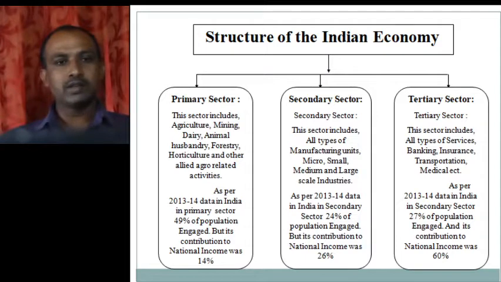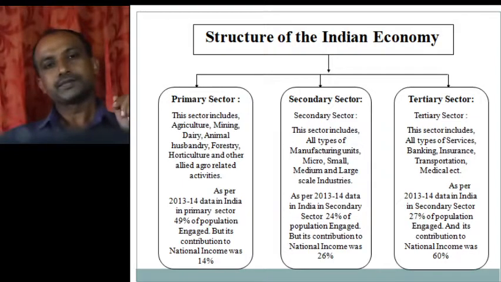You know that the primary sector includes agriculture, mining, dairy, animal husbandry, forestry, and other allied agro related activities. As per 2013-14 data, in this primary sector 49% of the population was engaged, but its contribution to national income was only 14%. Got it? Remember this data.